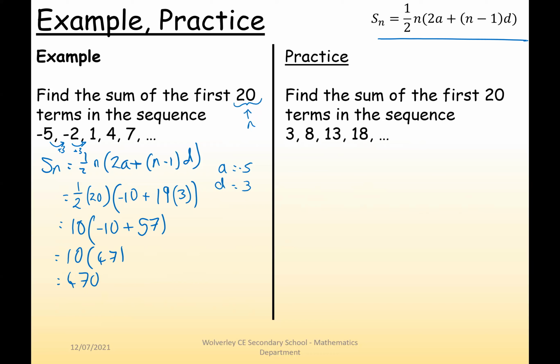So in your blue book, can you write the heading practice and write out the question, have a go at it. Pause the video, give it a go, and then press play when you're ready for the answer.